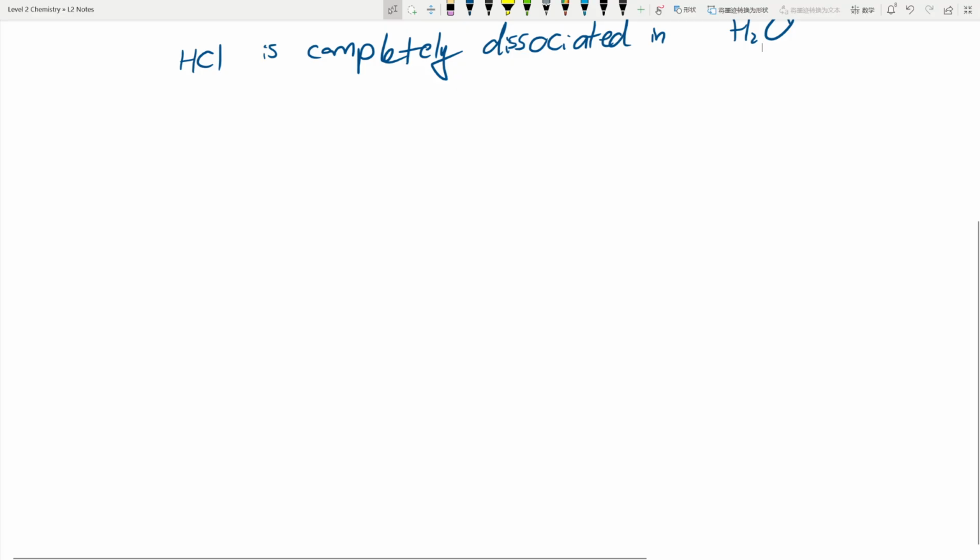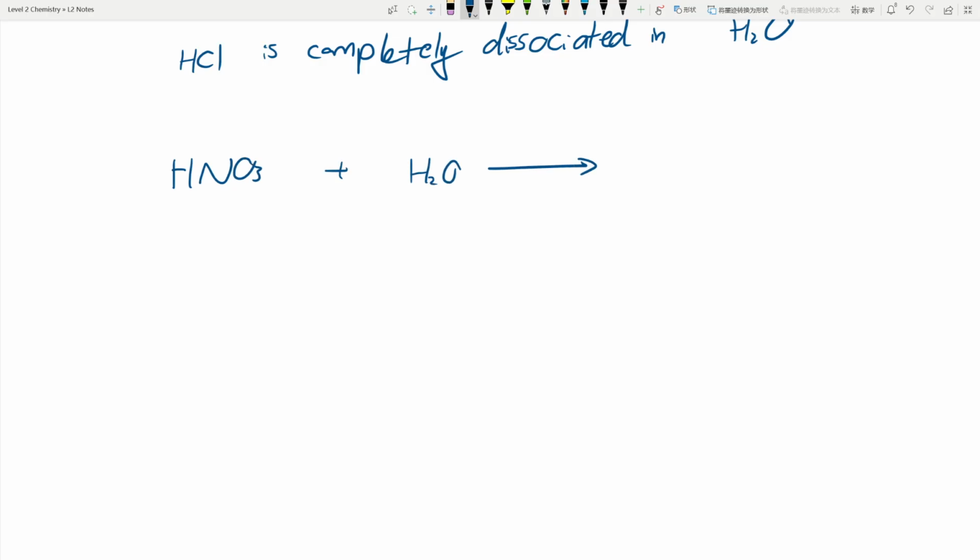Okay, so let's give you another one. Let's give you, for example, another acid, like HNO3. Same thing, HNO3 is again a strong acid. What does it do? It's going to donate one of the H pluses to the water. So it's going to form NO3 minus and H3O plus.